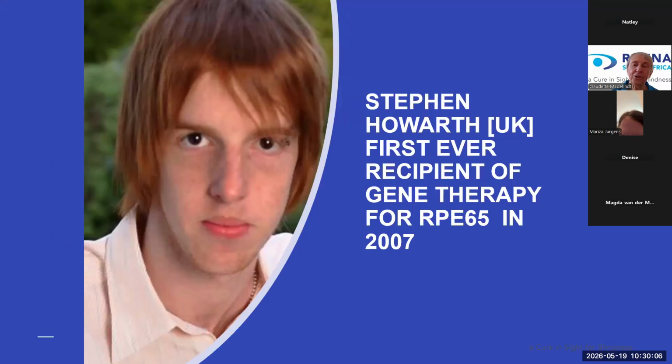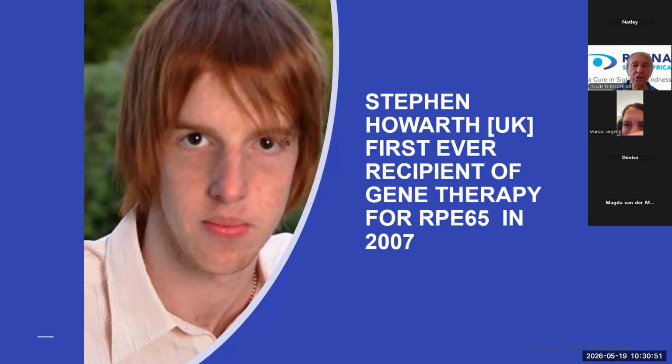And I'd like to introduce you to a very brave young man whose name is Stephen Howarth. He was at this stage 17 in 2007. He was the first ever recipient of gene therapy for an eye condition. He had RP, and in fact, he had LCA. He had the RPE65 gene, although his clinical diagnosis was RP, it was actually really LCA. And he responded very well. And on that gene therapy, the trials went ahead, and everybody, if you've got enough money and you've got that specific gene, can go to America or Europe or Britain and get this gene therapy.